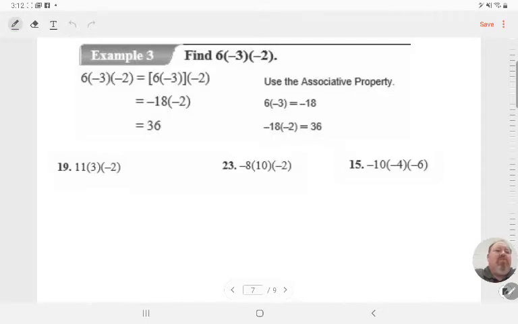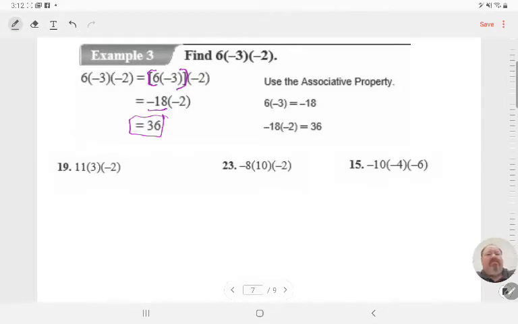You can also do this when you have more than two terms, like we've been doing, or two integers. So we have this one, we have 6 times negative 3 times negative 2. So we use the associative property to group the first two together, and that would be 6 times negative 3. One's positive, one's negative, so that gives me a negative 18. And now negative 18 times negative 2, they're both negative, so my answer is positive 36. Okay, so try these next 3, and then come back and see how you did once you're done.